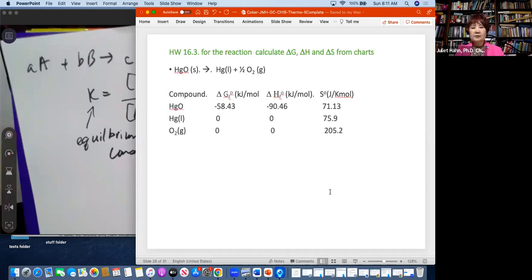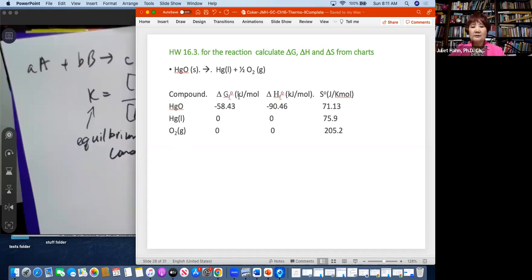So here's homework 16.3, where you're supposed to calculate delta G, delta H, and delta S from the given chart. You're given this chart and this equation. This is actually one of the examples in your textbook. The equation starts with the reactant mercury oxide, and you're generating mercury liquid and oxygen gas. And here's the balanced chemical equation with the coefficients there.